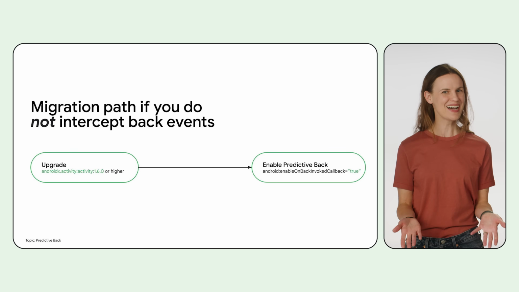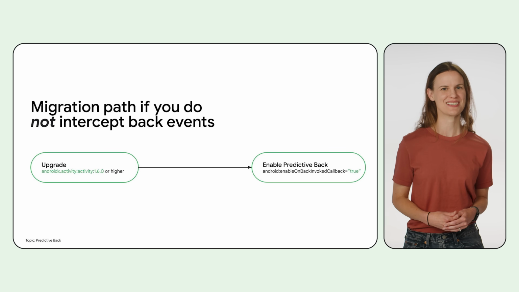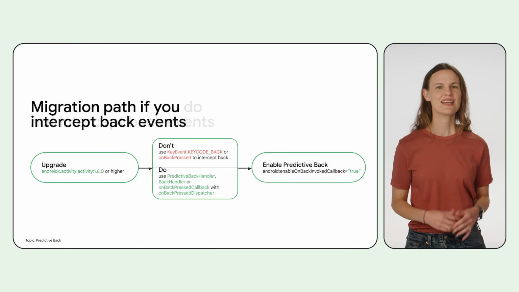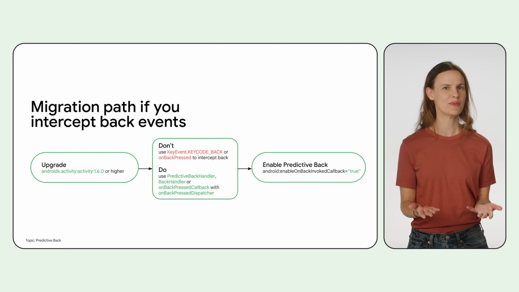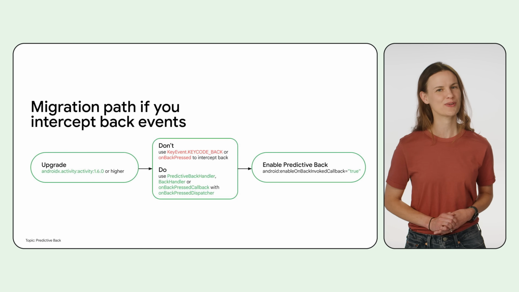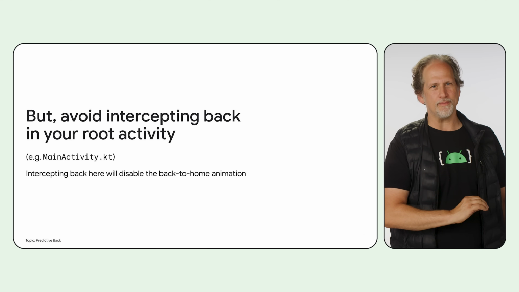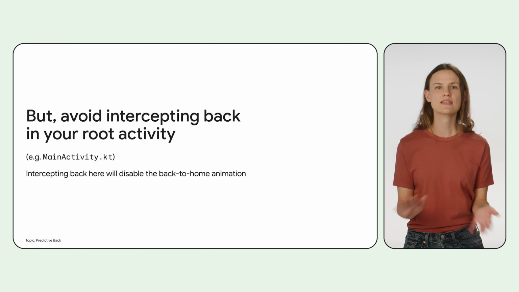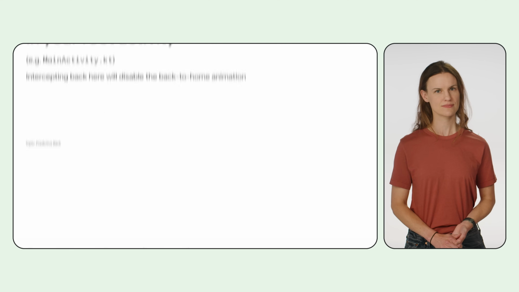To support Predictive Back, you'll need to migrate. If your app does not intercept back events, you can opt into Predictive Back system animations in the Android manifest. If your app does intercept back events, ensure you're using BackHandler for Compose or OnBackPressedCallback for Views. But it's really easy to accidentally disable system animations with these callbacks. If you intercept back in your root activity, like your main activity, you'll disable the back to home animation. Avoid intercepting back here.